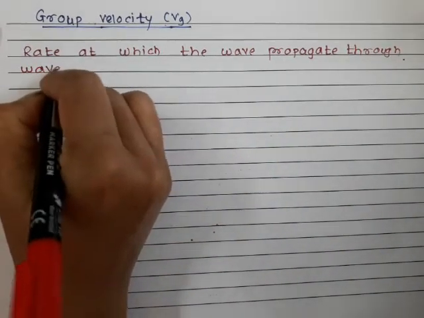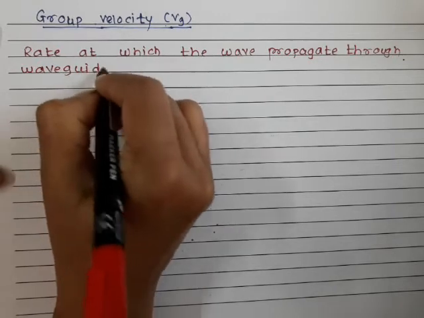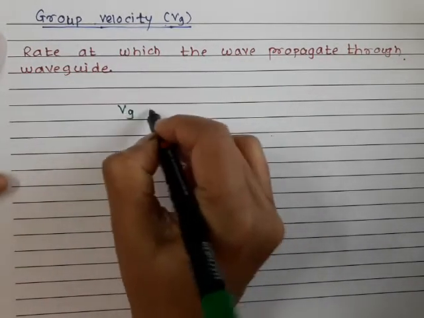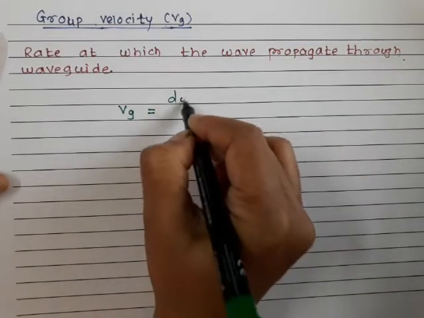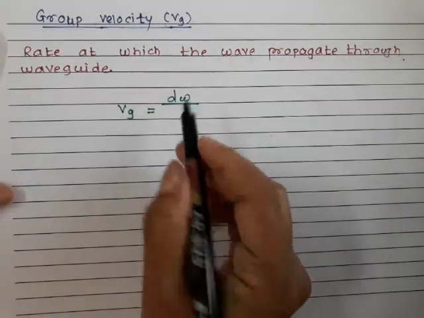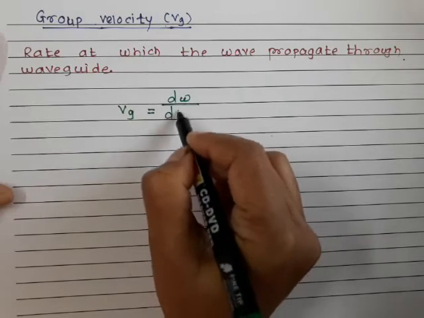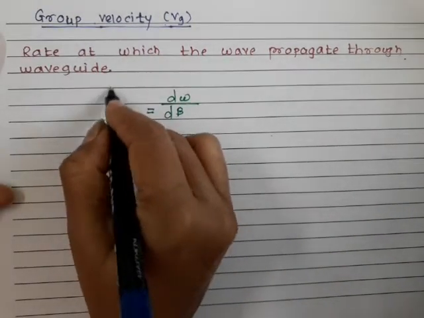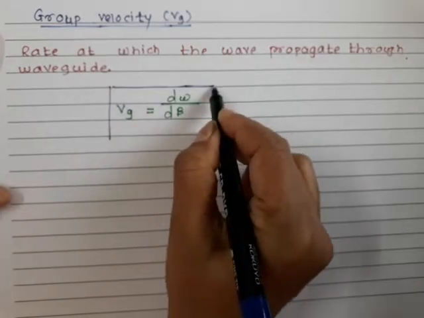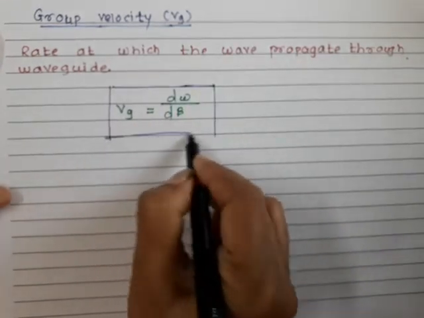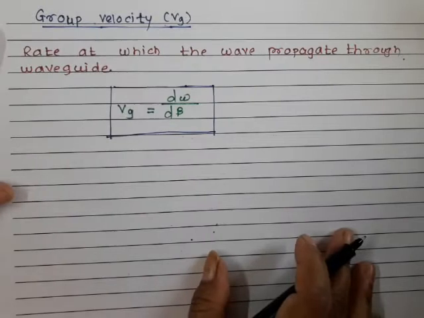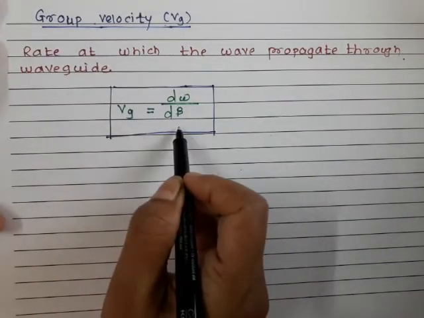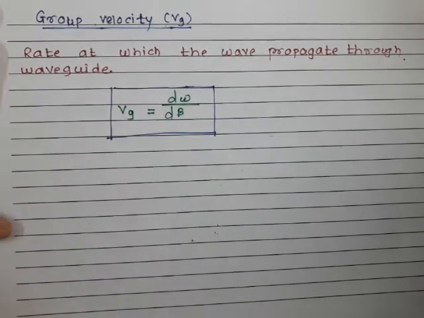The rate at which the wave propagates through the waveguide is the group velocity. So Vg is nothing but d omega by d beta, the rate of change of omega with respect to beta. So this will be my group velocity. Now we'll see the expression for this.